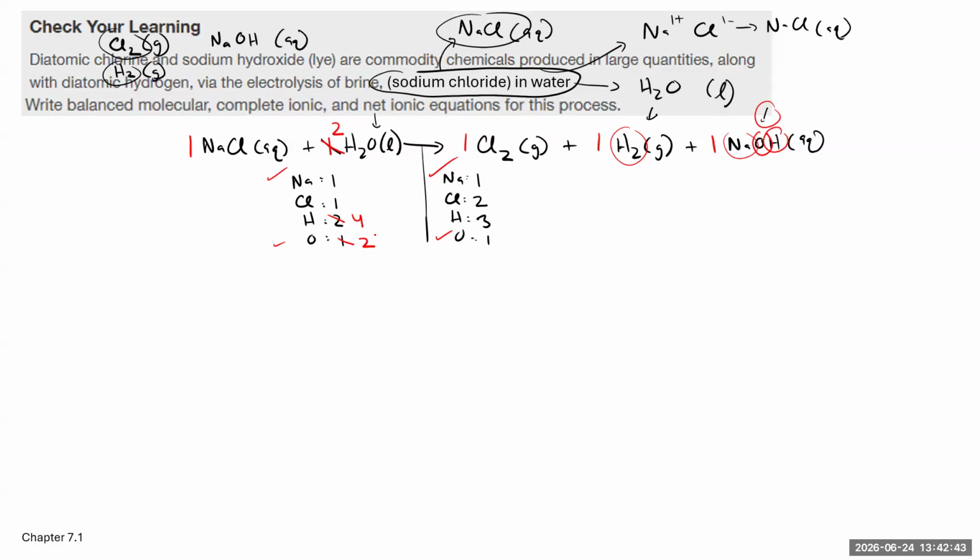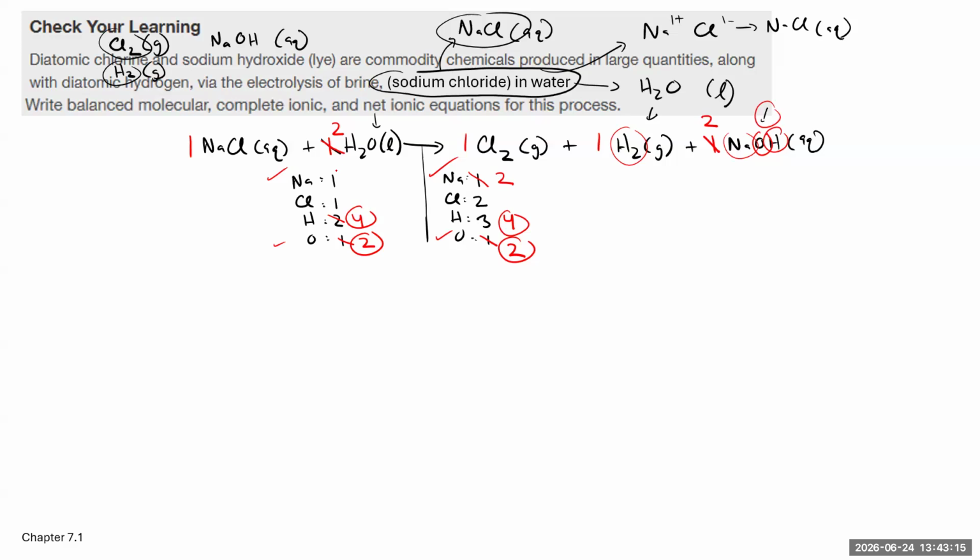Well, how do we do that now? Well, we need to increase the oxygen by 1. So what we have to do is put a 2 here. But now that gives us 2 sodiums, 2 oxygens, but now we have 4 hydrogens, which is good because now we're the same. Look, we have 2 oxygens, we have 4 hydrogens. Now we have to figure the last one out.